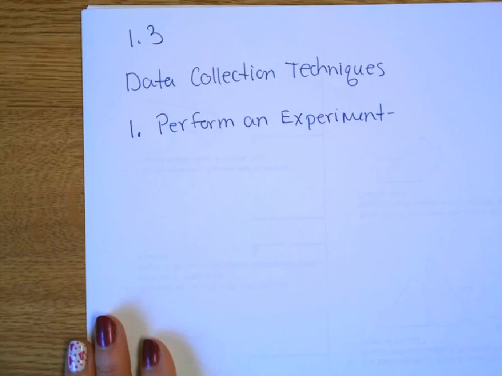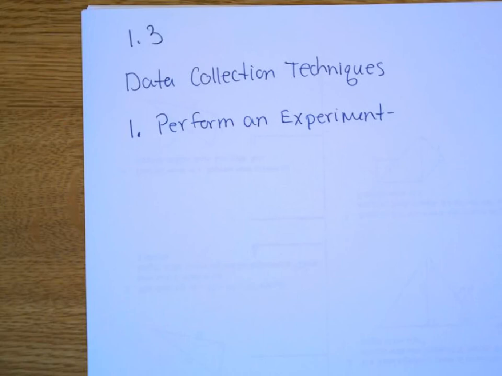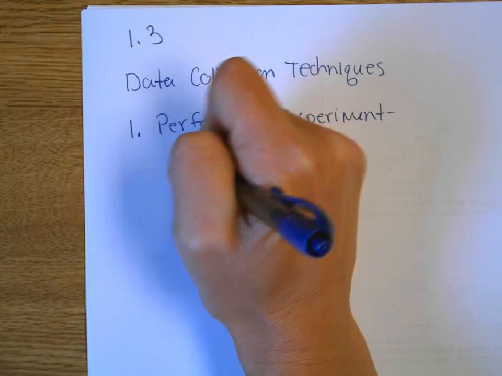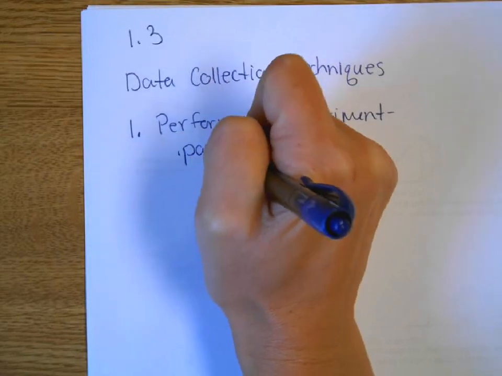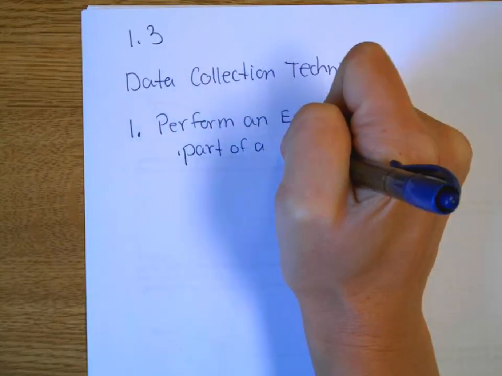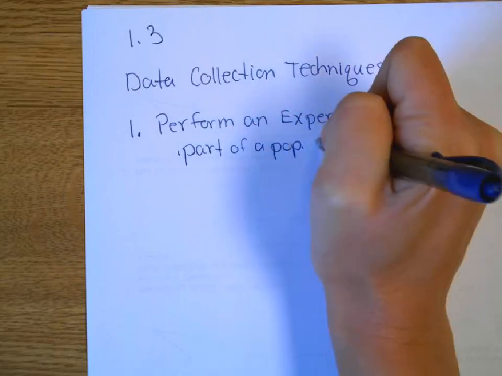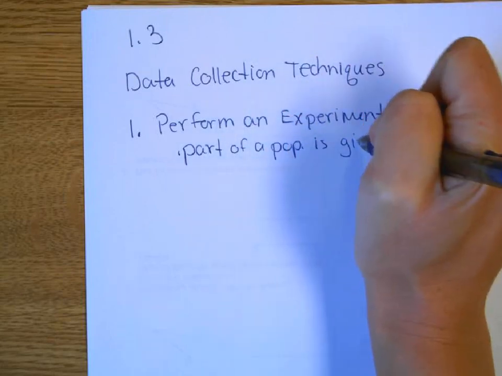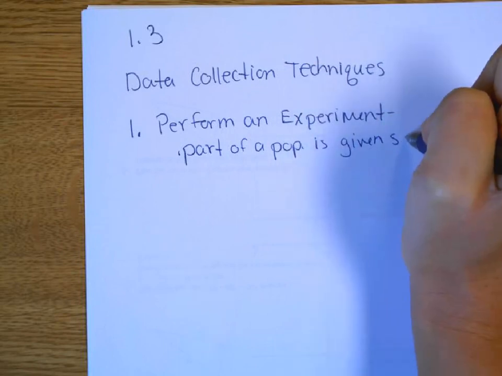Perform an experiment. A lot of times you see this with the drug companies and drug testing. If they want to test their new drug, they get some people to come in. We're going to give you this drug. We get some other people to come in. You're not getting the drug, and you do to see if there's any improvement in things. So perform an experiment. So usually part of a population is given some kind of treatment.